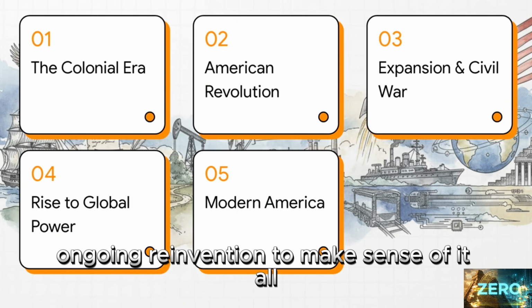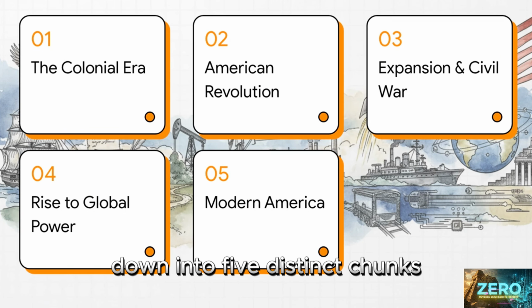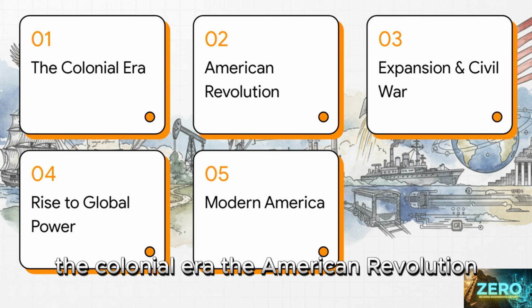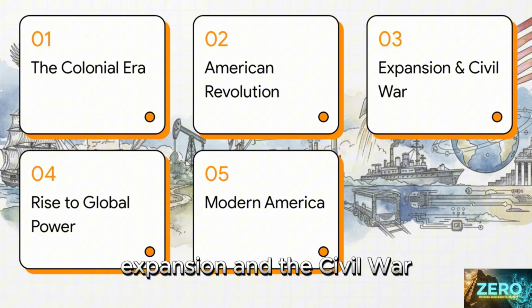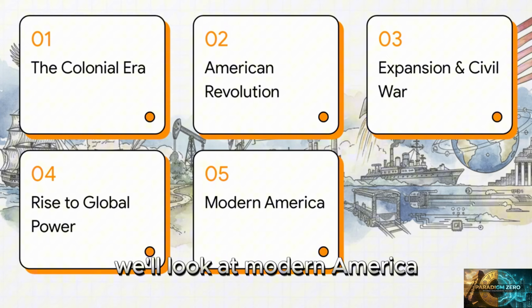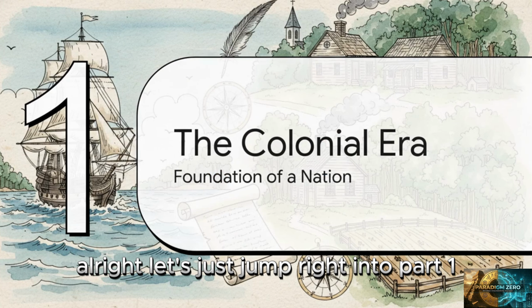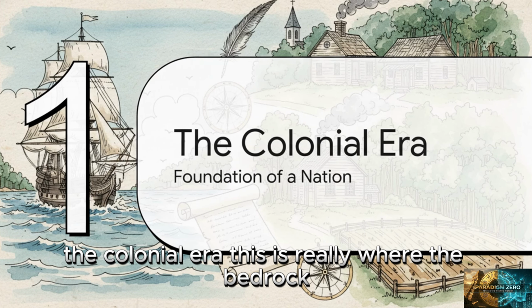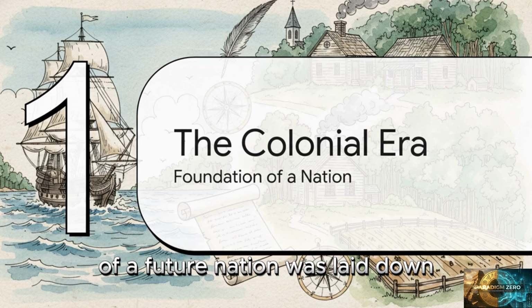To make sense of it all, we're going to break this epic journey down into 5 distinct chunks: the colonial era, the American Revolution, expansion and the Civil War, the rise to global power, and finally, we'll look at modern America. All right, let's jump right into part 1, the colonial era. This is really where the bedrock of a future nation was laid down.